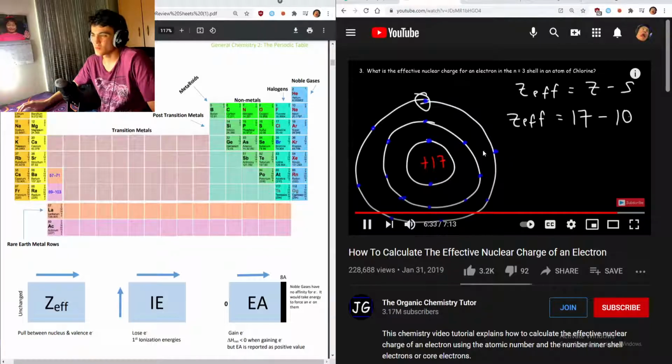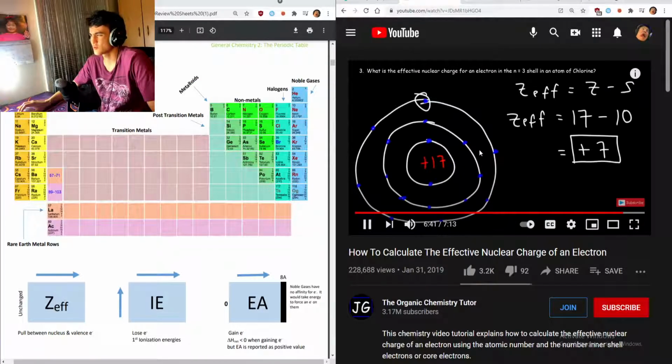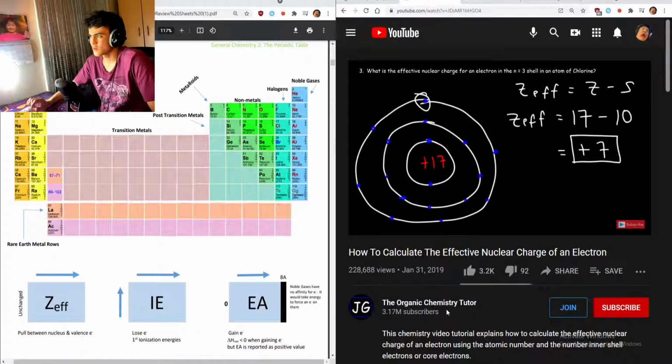Inner shell electrons: 2 in the first, 8 in the second. So the effective nuclear charge is +7. It does change. And notice that this is equal to the number of valence electrons in a chlorine atom. When dealing with representative elements in, let's say, groups 1, 2, or 3 to 8, if you're looking for the effective nuclear charge of a valence electron, it's the same as the group number.